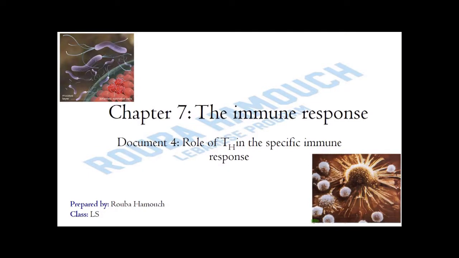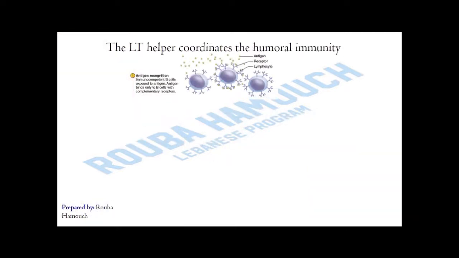In the previous video, we talked about the activation of cytotoxic T lymphocytes by interleukin IL-2 secreted by the T helper, and the activation of B lymphocytes by interleukin IL-4 secreted by the T helper. In this video, we will explain the fate of the activated cytotoxic T lymphocytes and B lymphocytes. So the T helper coordinates the humoral immunity.